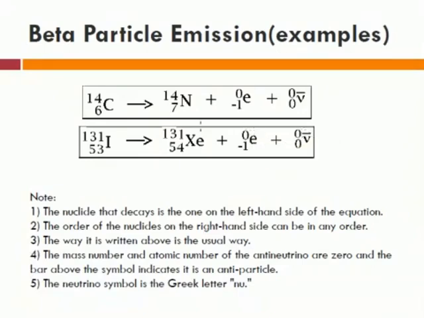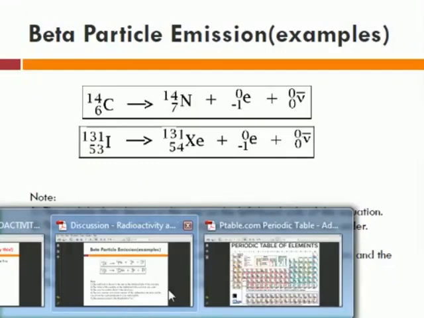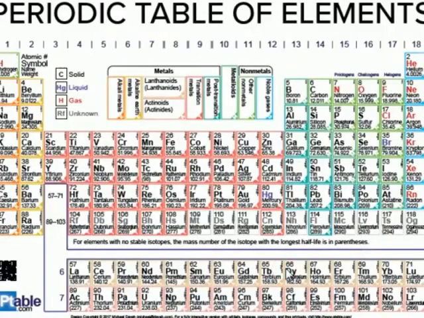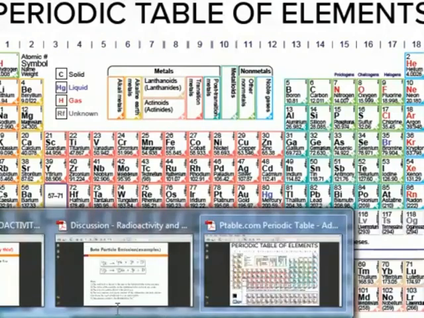0 plus 0, so still 131 is the mass number. -1 plus 54, so that is 53. So look in the periodic table for the element with atomic number of 54. Let's verify the element. So 54, we have this one. Okay. Xenon is the element with atomic number of 54.